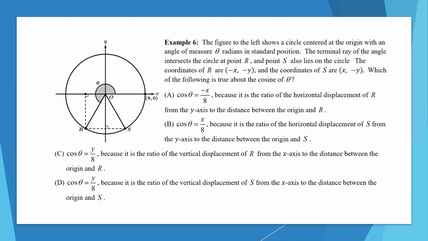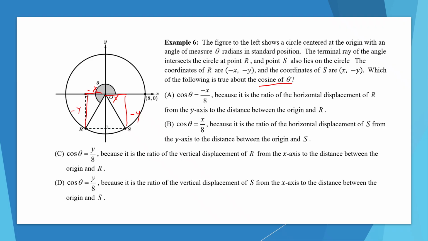All right, so for example 6 here, we are shown a circle on the left with angle measure theta radians. The terminal ray of the angle will intersect the circle at point R, and then point S also lies on the circle. We know the coordinates of R are negative x, and then negative y, and the coordinates of S are positive x, and then negative y as well. So sometimes questions may not have exact numbers for coordinates, they may just have it in terms of x and y. Which of the following is true about cosine of theta?